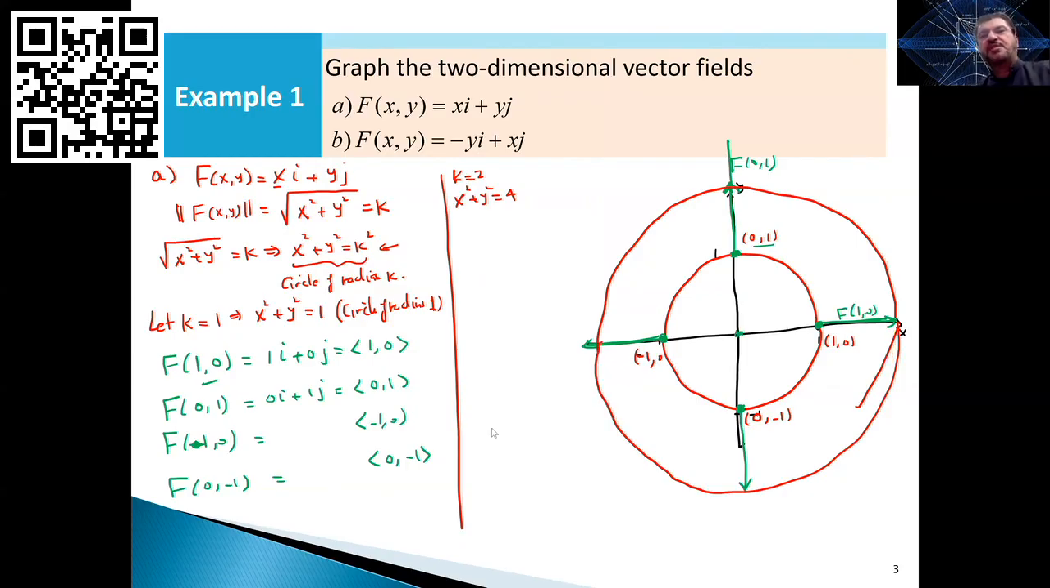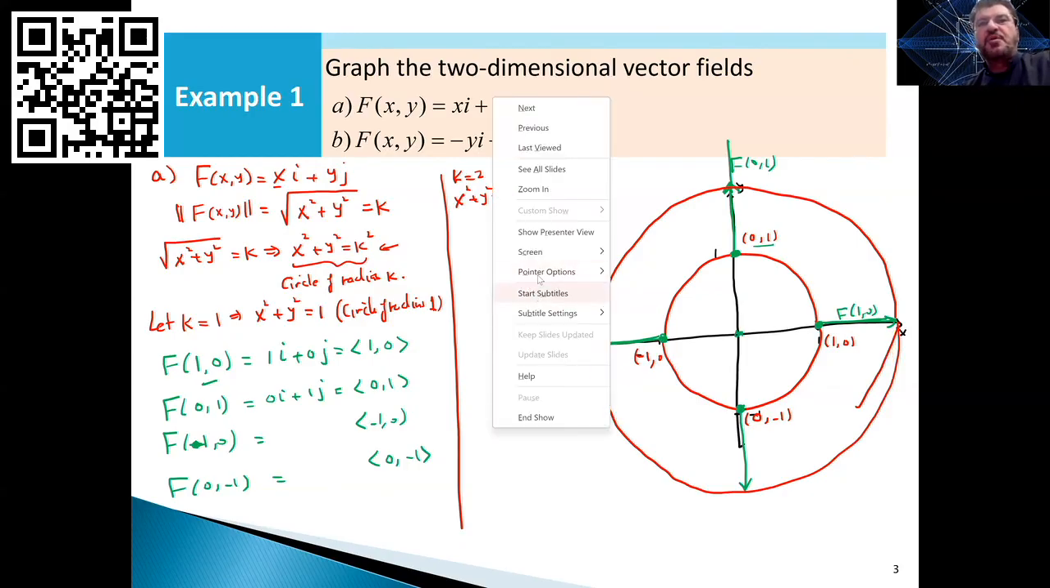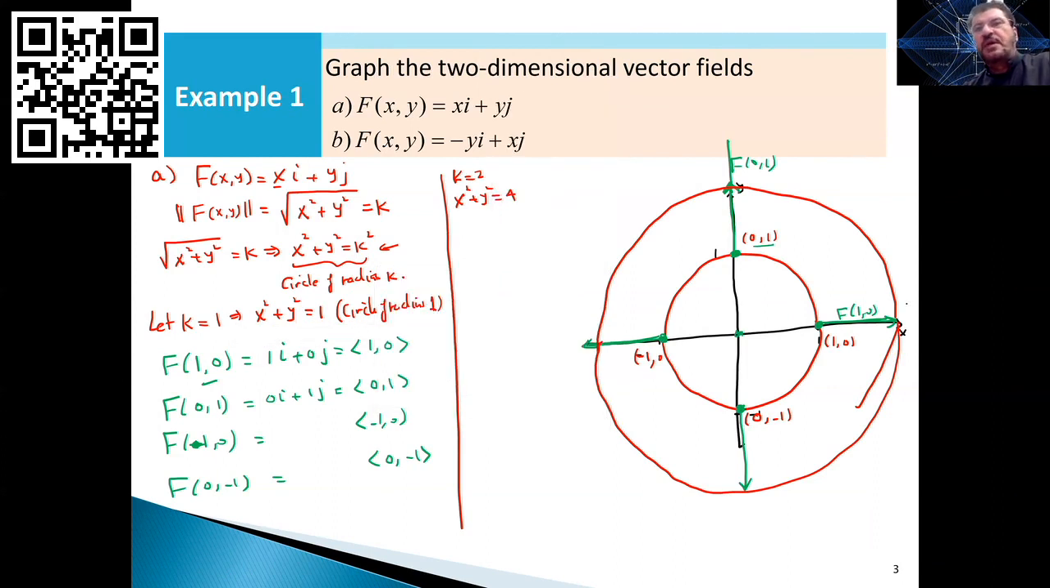Now this is a circle of radius 2. What I'm going to do now is extend my axes. The x-axis and y-axis go this way, and all the way down that way, and up this way.